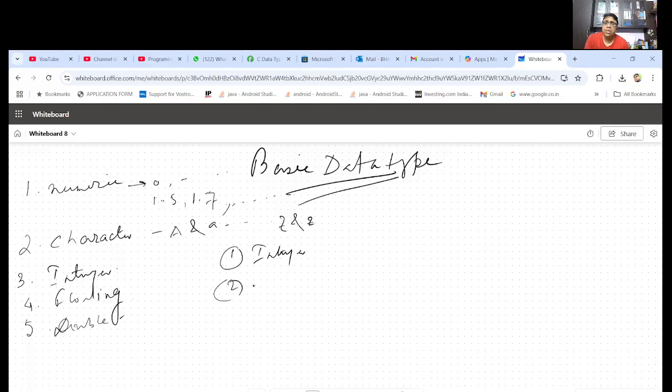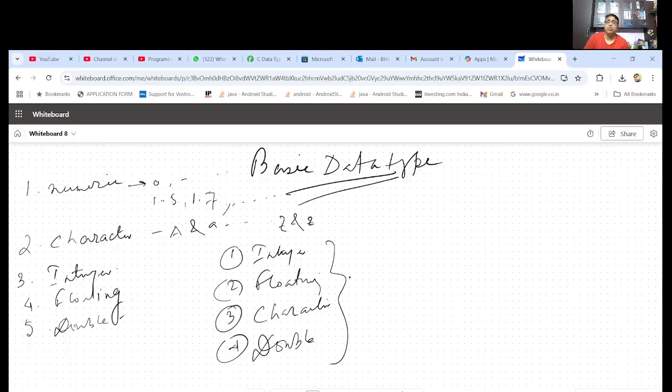number two, floating data, number three, character data, number four, double data. This is important. Basically, these are the data types you can use for your program, so that everyone knows the integers, float numbers, character numbers, and double numbers.